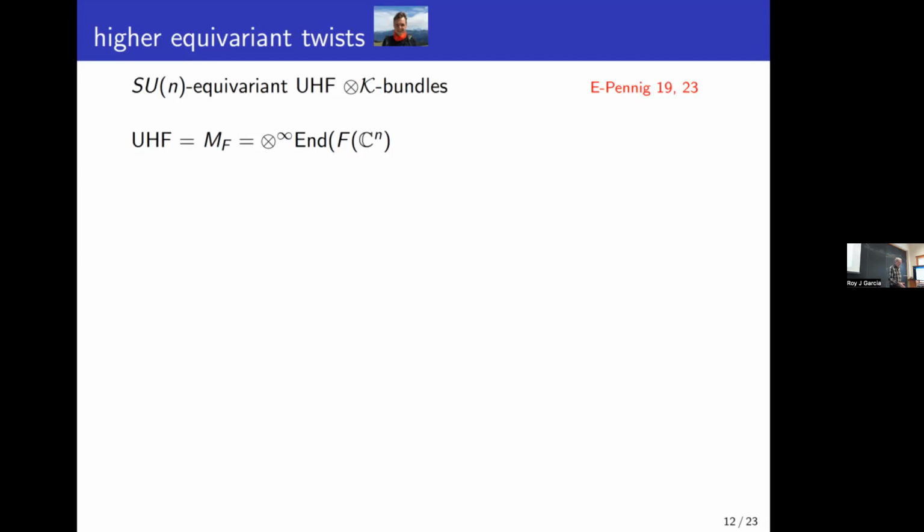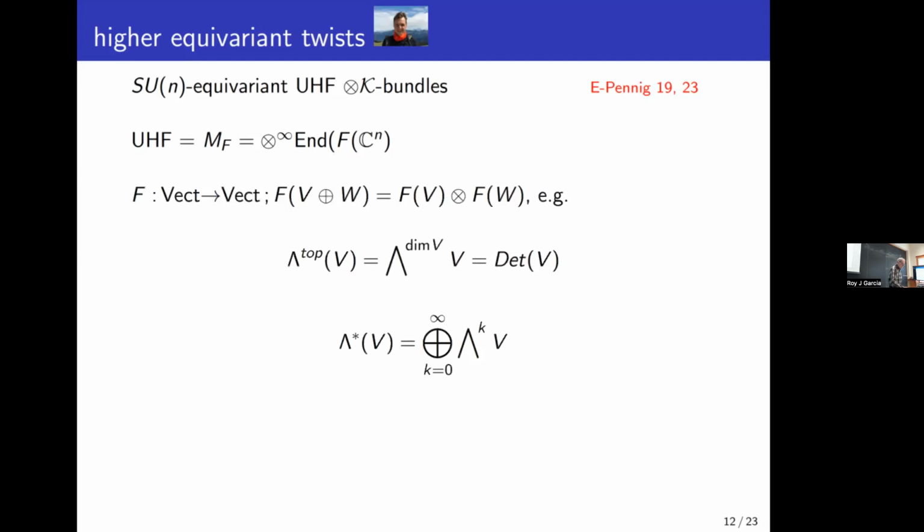Right? So a twist is going to be a map from finite dimensional vector spaces to themselves, which is exponential. It takes sums to products. Right, so maybe the most basic example is determinant, to take the top exterior power.